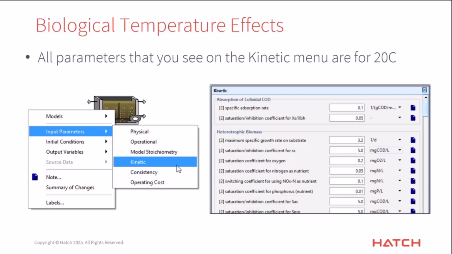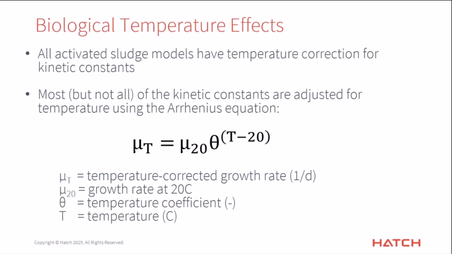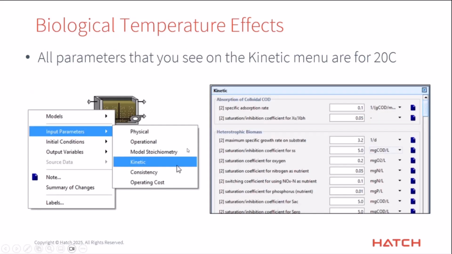These are values for 20 degrees Celsius. So that means that if I go back to the equation again, that's this value right here. So we're going to take that value and we're going to correct it for the temperature. So you'll see the default values here. And of course, you may have come to this menu and made changes to this in the past for the purposes of calibrating your model.